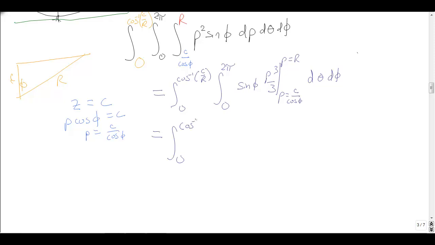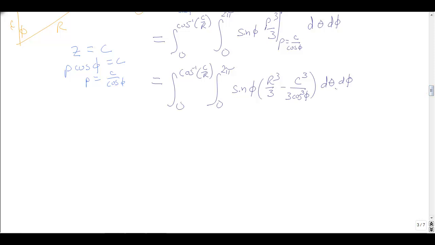I get 0 to cosine inverse c over r, integral 0 to 2 pi. When I plug in r, I get sine phi times r cubed over 3. And when I plug in c over cosine phi, I get c cubed over 3 cosine cubed phi, d theta d phi. Okay. Now if I integrate with respect to theta, there are no thetas in this expression at all. So phi is really the only variable. When I integrate from 0 to 2 pi, I'm really just going to multiply by 2 pi.